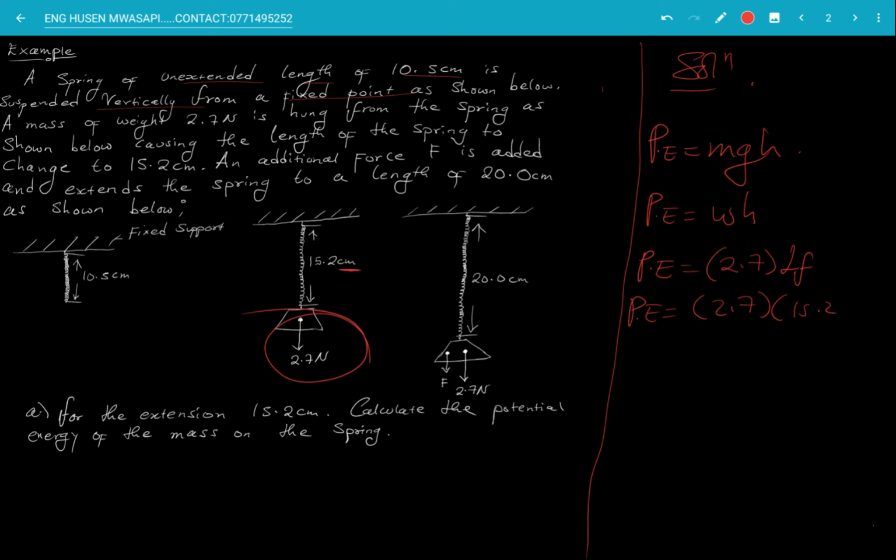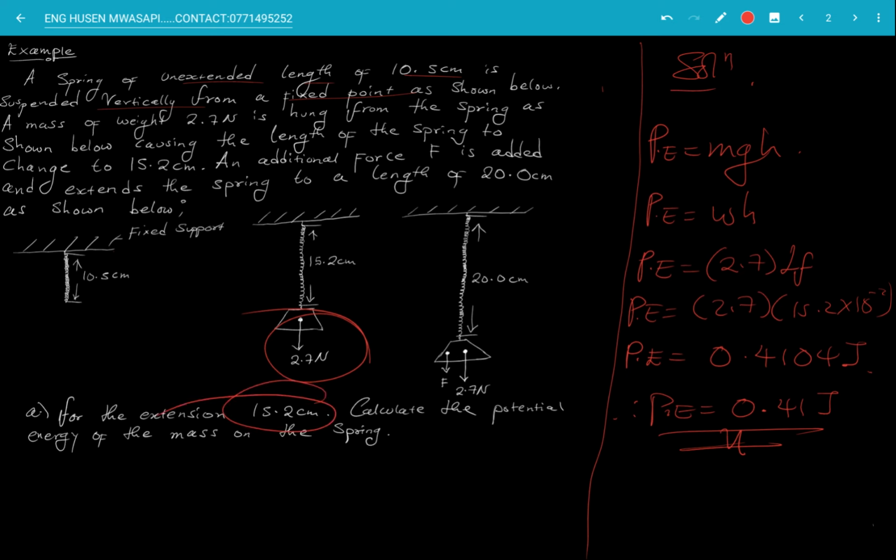Now this is in centimeters. You want it to be in meters. So what are you going to do? You divide by 100, isn't it? So you can just multiply by 10 to the minus 2, because 10 to the minus 2 is like 15.2 divided by 100, which is one and the same thing. If you compute this, you have the potential energy to be equivalent to 0.4104 joules. Therefore, if I round off, my potential energy is 0.41 joules, and that will be our potential energy for the extension of 15.2 centimeters.